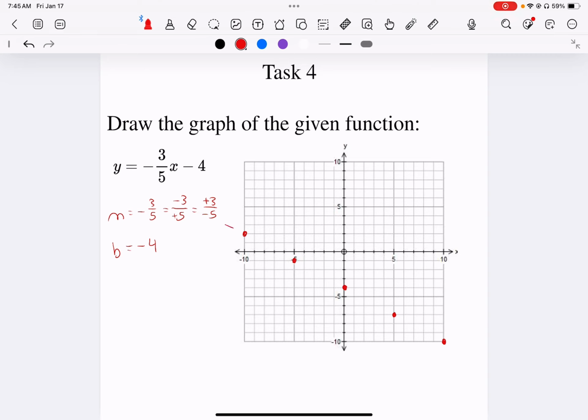Now my points fall in a straight line. And notice how this line is going down from left to right, which makes sense because my slope is negative. So I put my arrows and label it. Y equals -3/5 x minus 4.